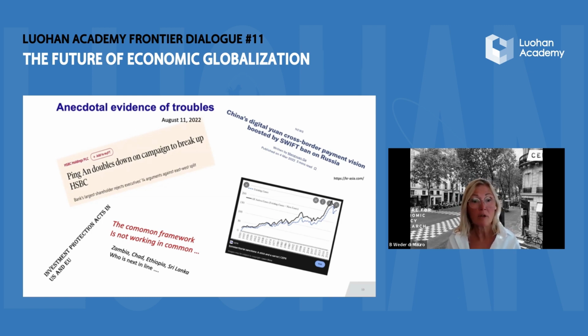I already mentioned investment protection acts in the US and EU. And in fact, the chart on the right-hand side shows that extraterritorial sanctions have been increasing, and the correlation with the opening up in terms of trade and finance has been very marked. At the same time, sanctions have been more and more used. And again, finance has become one of the weapons.